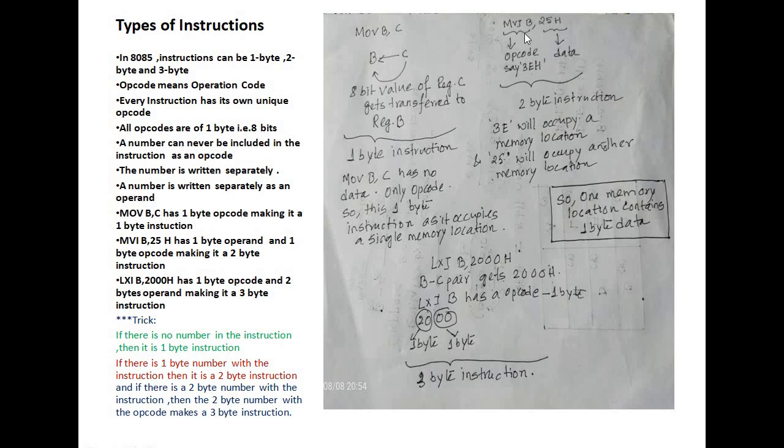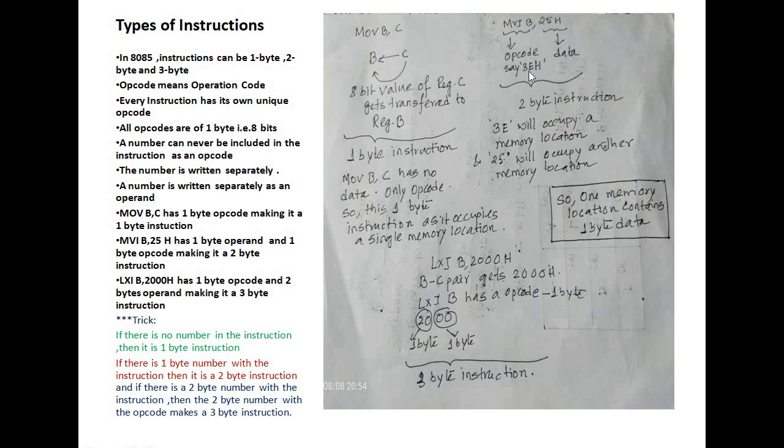Now let us go to the second example. See here, MVI B, 25H. MVI B has an opcode, say 3E. Here 25H is the operand. Why? Because I is there. Is 25H data or address? Data. Since I is there, 25H is the operand. The processor has to work on this operand. So this is the data, and the whole instruction MVI B has an opcode, say 3E.